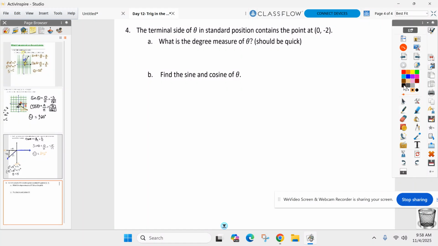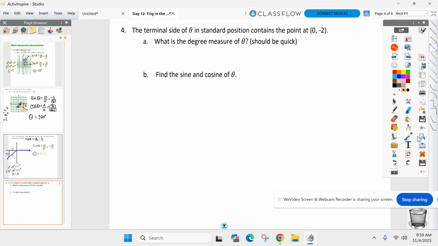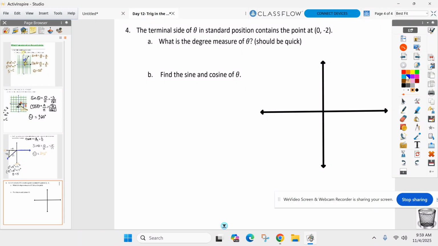All right, final one here. This one's going to be a quick one. Oh, wait, why did... You guys have this one, right? Yep, this last one. This angle, so here's my first side of my angle, right? On the x-axis as always. Where's the other side of the angle go through? 0, -2. Where's that point?